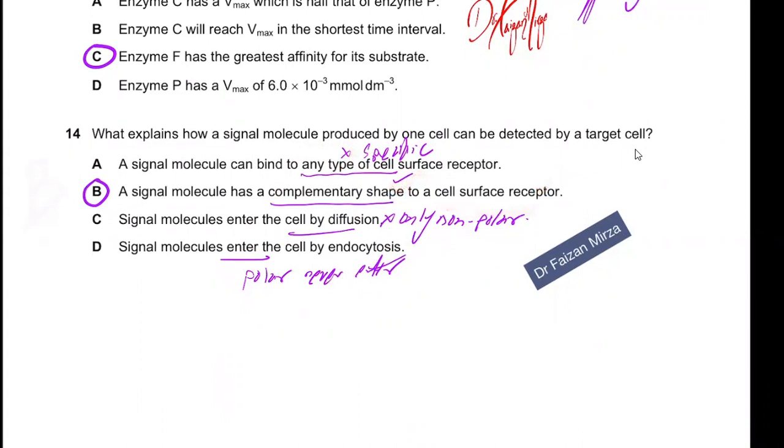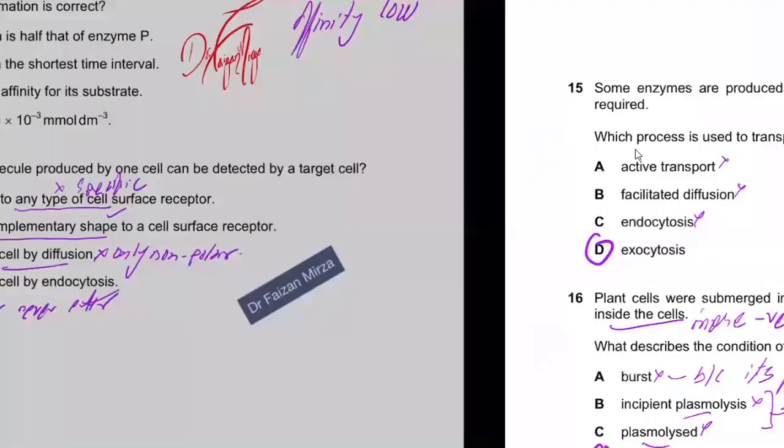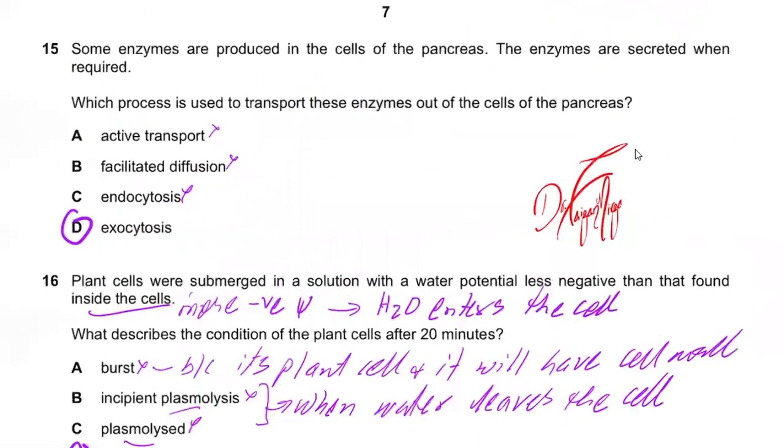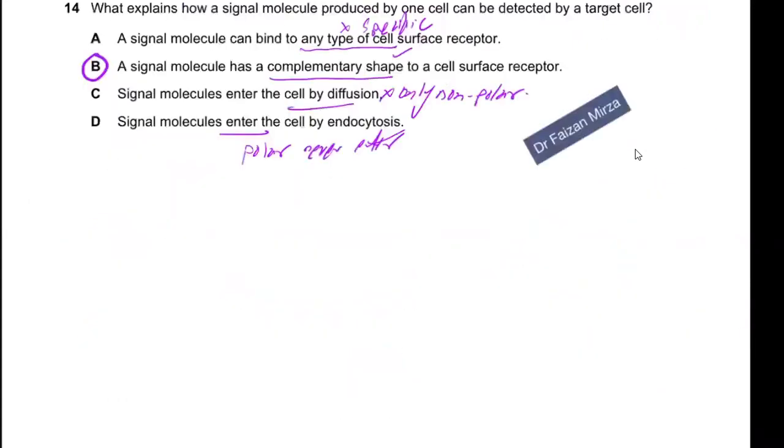Yes, perfectly. Signaling molecules enter the cell by diffusion? No, only the non-polar signaling molecules can enter by diffusion, since there is nothing mentioned about whether it is a polar molecule or a non-polar signaling molecule. So this option C is incorrect as well. Signal molecules enter the cell by endocytosis? So polar molecules never enter. So you can just very well with confidence say that the answer of that question is B.